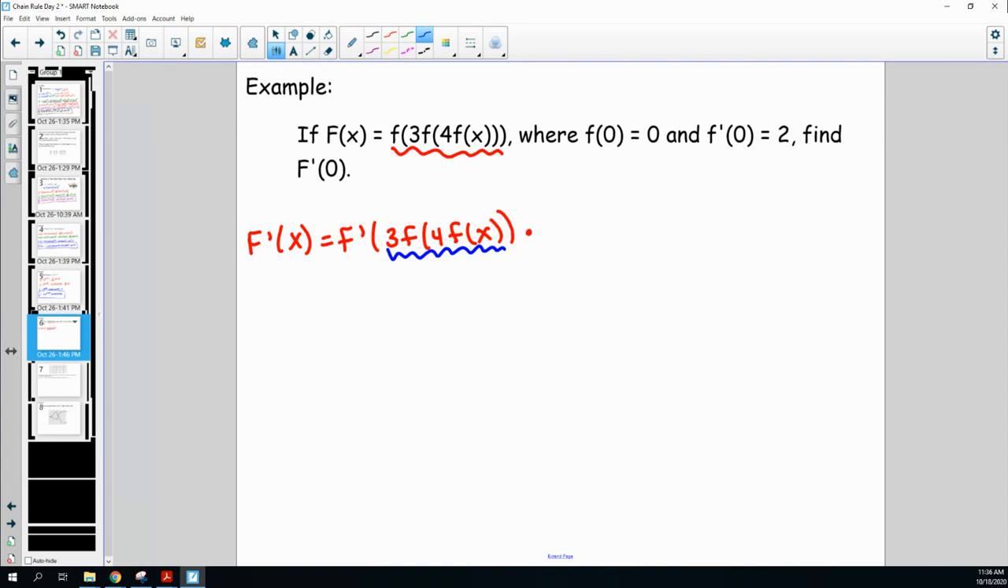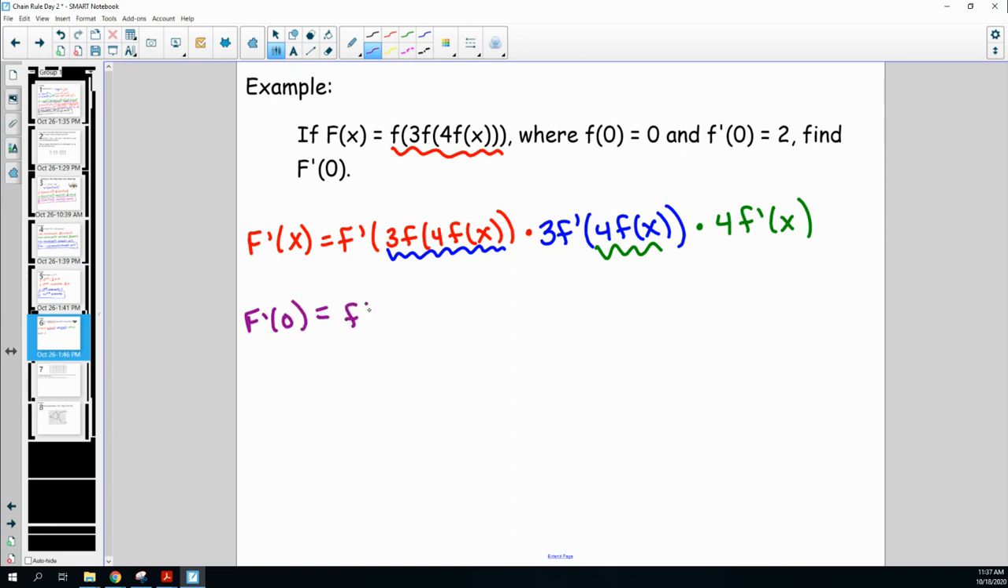3 is the constant, so remember that constants can just stay there, and then we take the derivative of what's next to it. So the derivative is going to be 3f prime of the inner function, so 4f of x. And then I have to multiply by the derivative of the inner function. The inner function here is 4f of x, so if I take the derivative of that, it's just going to be 4f prime of x. So we've got the outer times the derivative of the inner times the derivative of the inner, I guess you can call that. Now that we have this, we want to plug in 0.